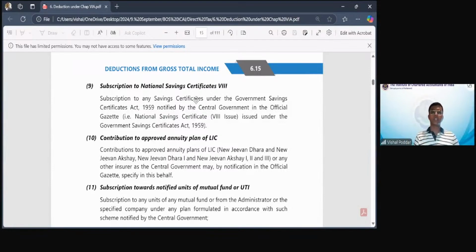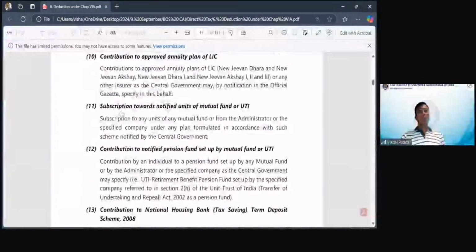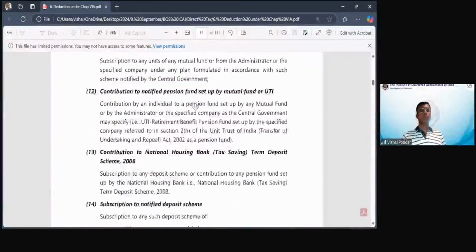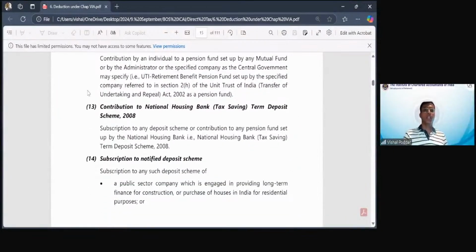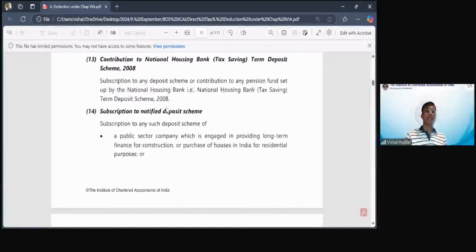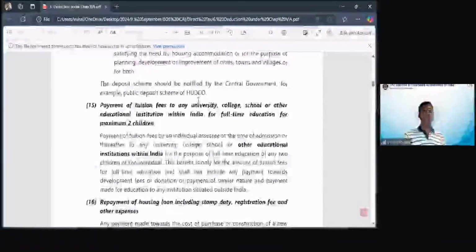So the best part of this scheme is that till the period of this scheme is over, every year you are getting some deduction. In the first year, you get deduction of the principal amount deposited. In future years, you get the deduction of the interest which is getting accrued. Then contribution to annuity plan of LIC, subscription to notified schemes of mutual funds, contribution to notified pension plan set up by UTI mutual funds, then contribution to National Housing Bank, subscription to some other notified deposit schemes, the names are given.